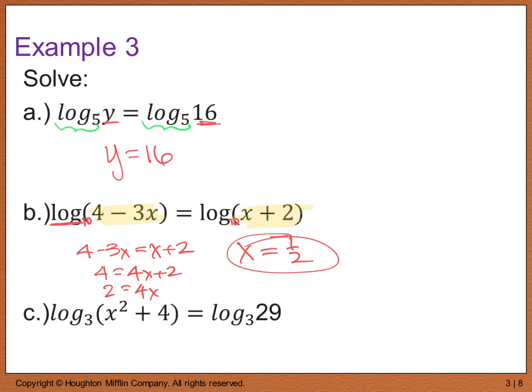And last but not least, I have part C. Again, I notice right away that we have log base 3's on both sides, which means I can take that x squared plus 4 and set it equal to 29 so that I can solve. When I subtract 4 from both sides, I'm left with x squared equals 25. And when I square root both of those, x is equal to plus or minus 5.